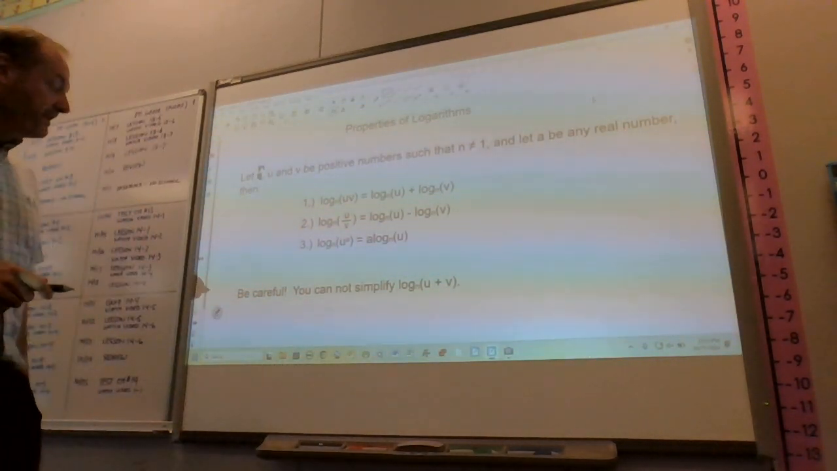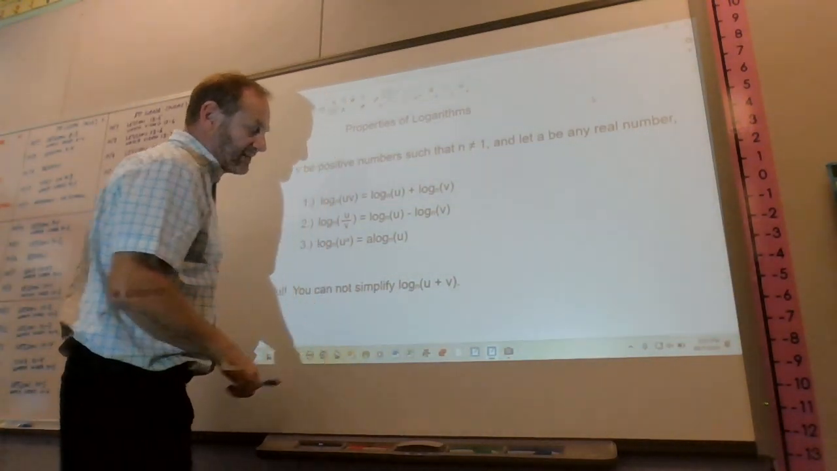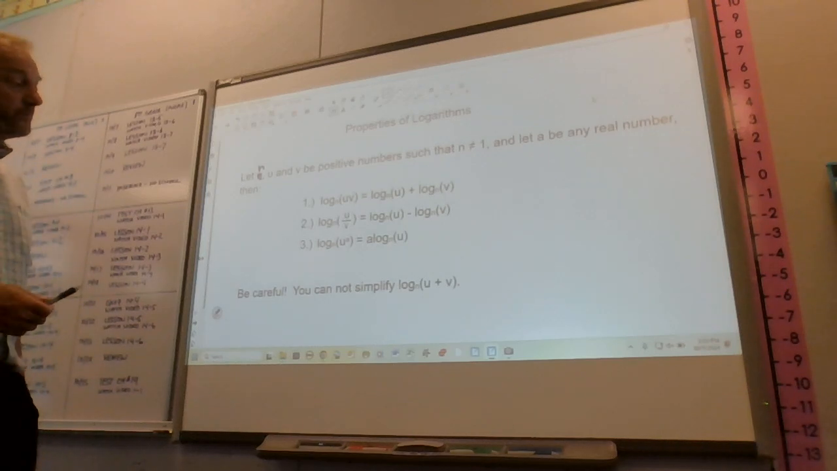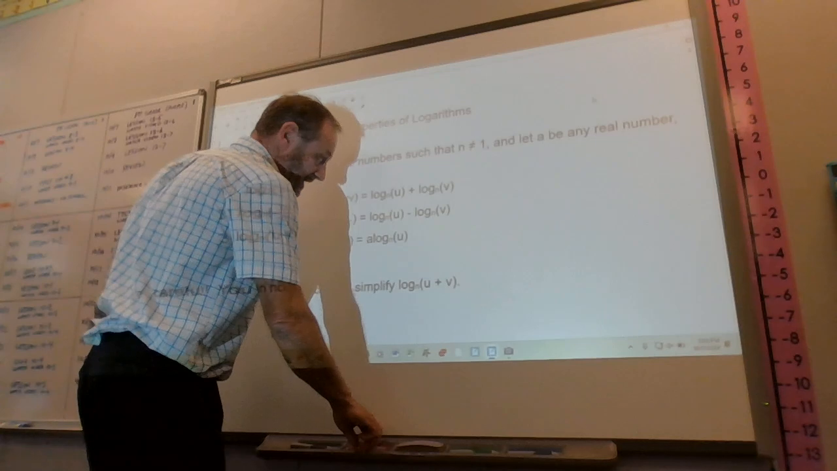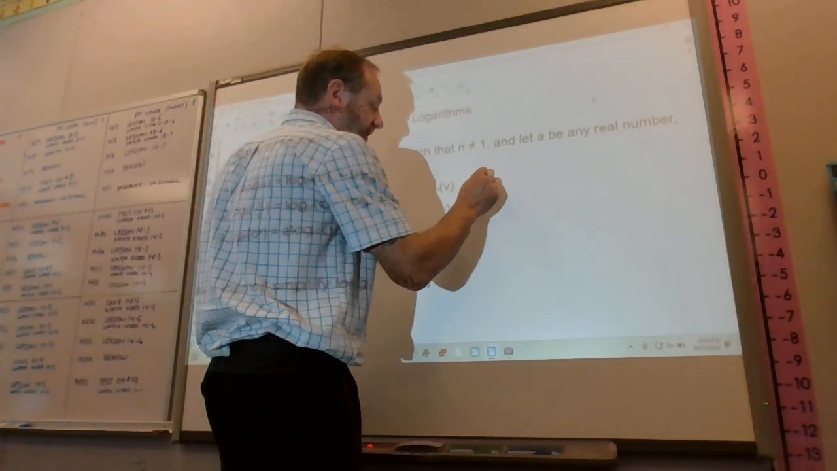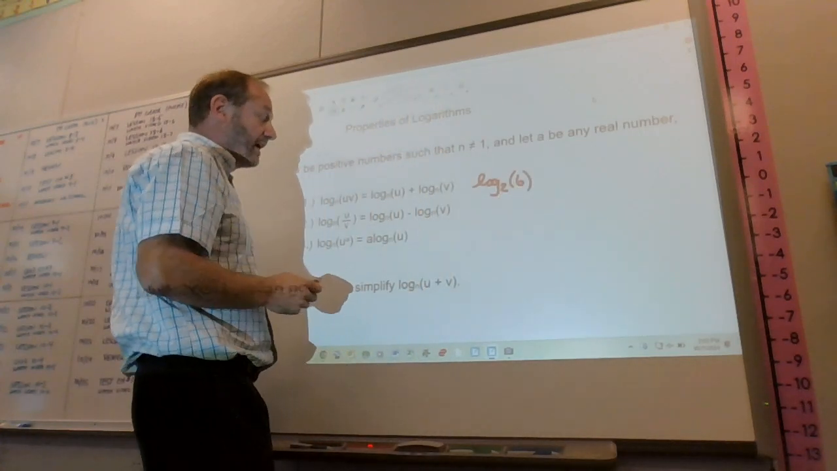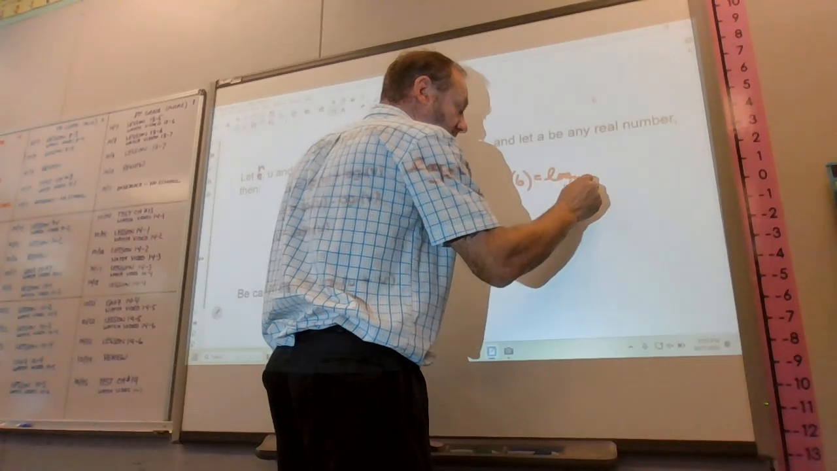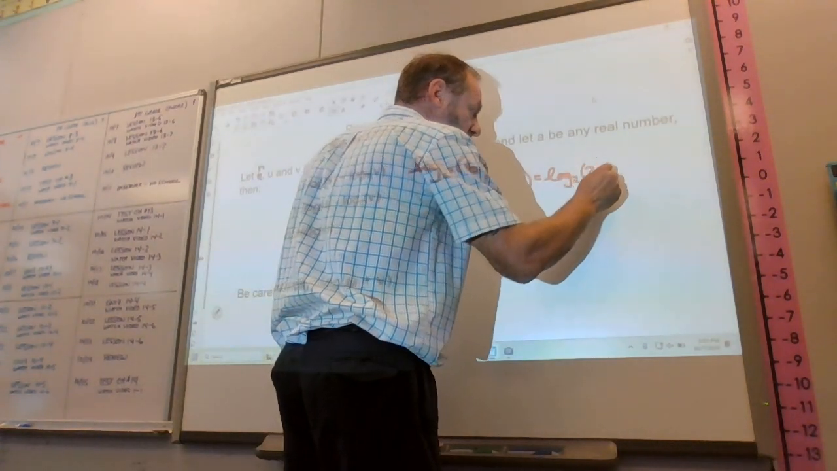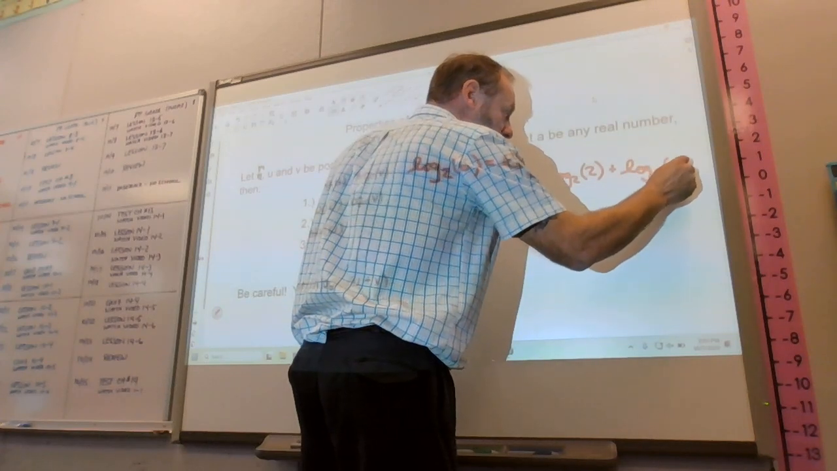Be very careful, though, because you cannot simplify log base n of u plus v. Basically I can take these and break them up. An example of this would be if I had the log base 2 of 6, I could break that up, if it was more convenient for me, to be the log base 2 of 2 plus the log base 2 of 3.